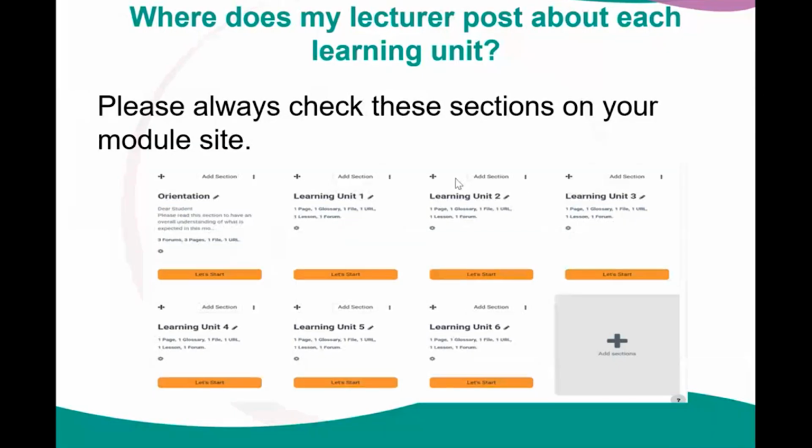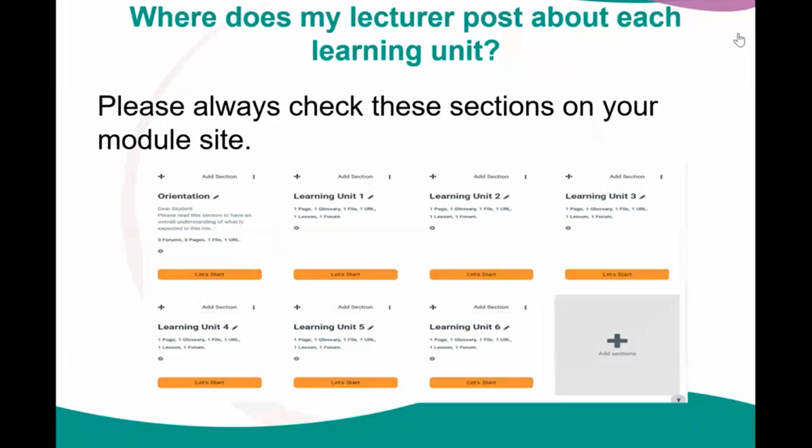Okay, so where does my lecturer post about each learning unit? Please always check these sections on your module site. I created an orientation section and a learning unit one. Each learning unit has its own section, and you'll notice that I've added a lesson and a forum. I've added a lot of information that will make it easier for you to go through this module.